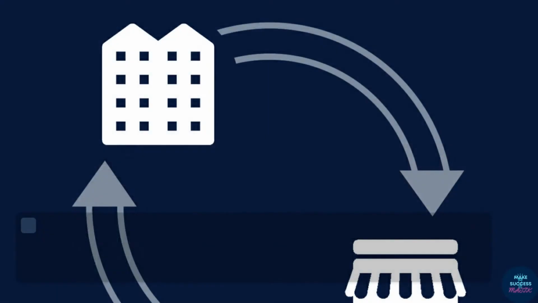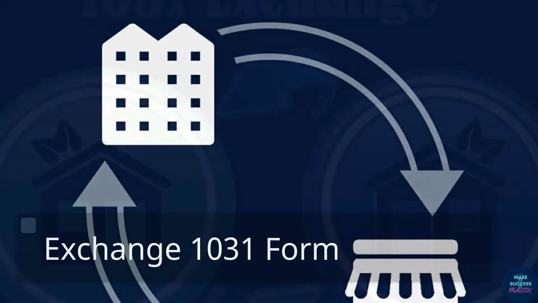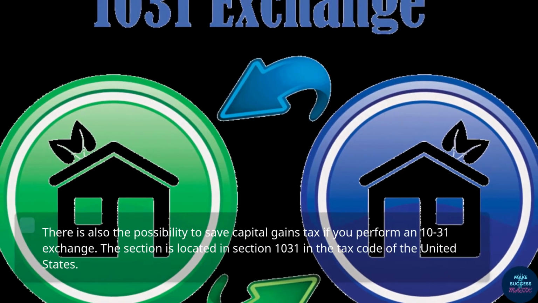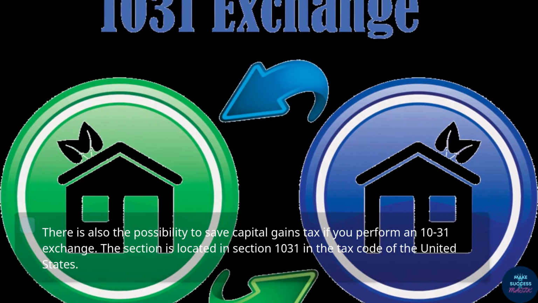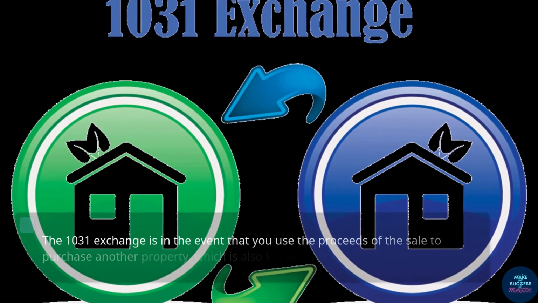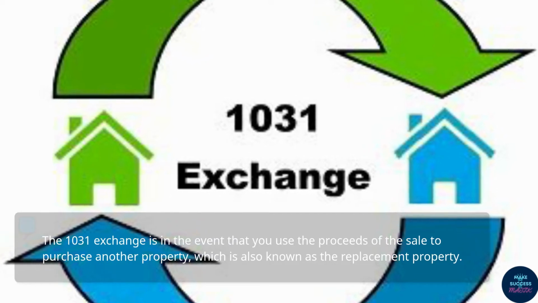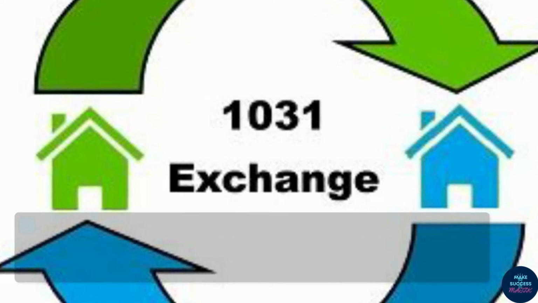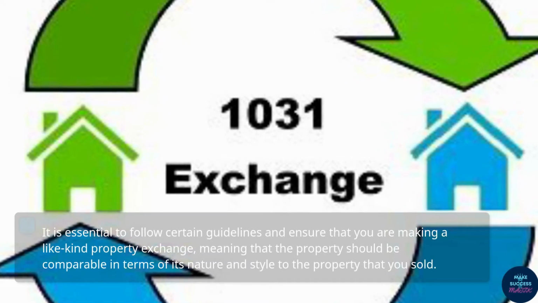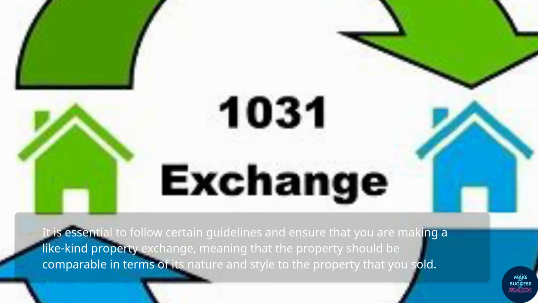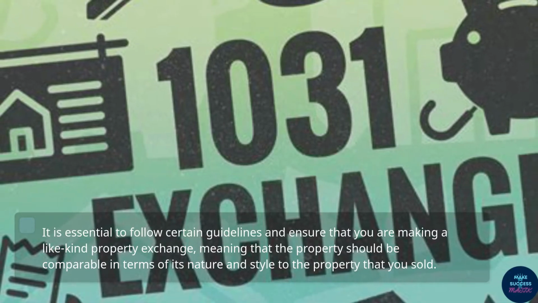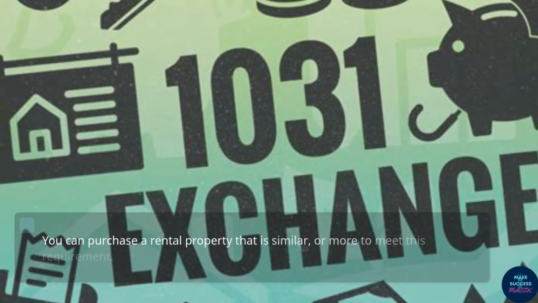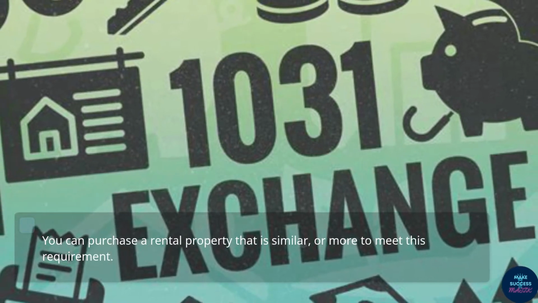1031 exchange. There is also the possibility to save on capital gains tax if you perform a 1031 exchange. The provision is located in Section 1031 of the Tax Code of the United States. A 1031 exchange applies when you use the proceeds of the sale to purchase another property. It is essential to follow certain guidelines and ensure that you are making a like-kind property exchange, meaning that the property should be comparable in nature and style to the property that you sold. You can purchase a rental property that is similar, or more valuable, to meet this requirement.